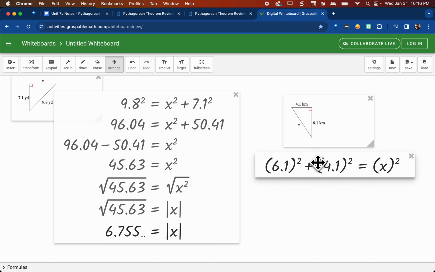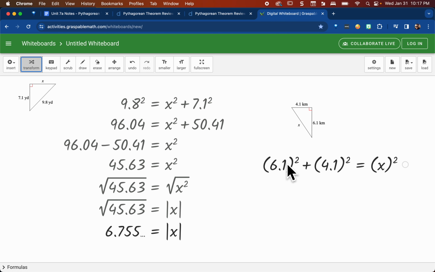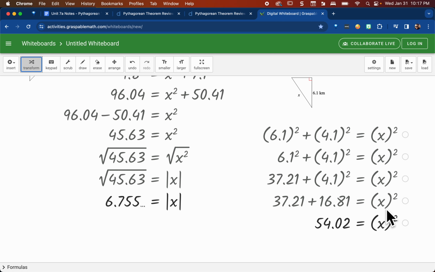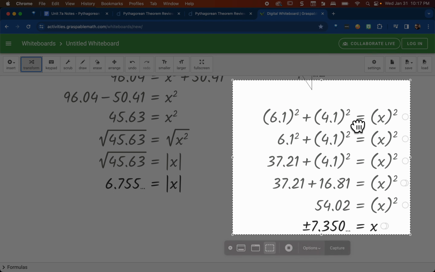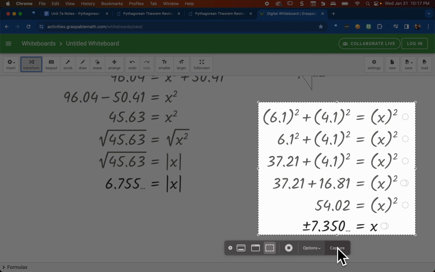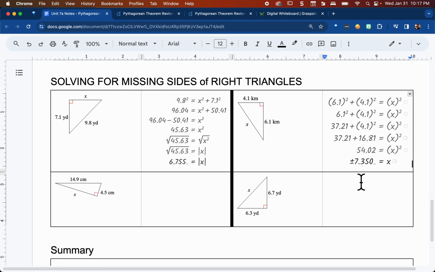Get this to fit on our screen a little bit better. So I'm going to just click through and start transforming this equation. So we got all this stuff going on. And now we're going to square root both sides. And the answer is 7.35. So I can take a picture of this work here, copy and paste it over to our Google Doc for the notes.